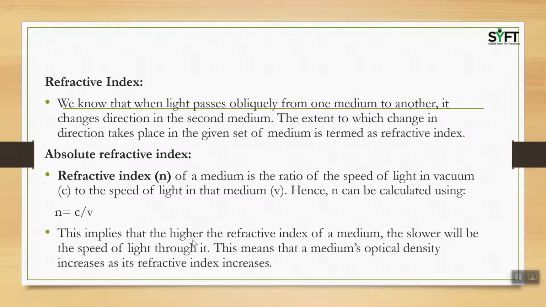This implies that the higher the refractive index of a medium, the slower the speed of light through it. So if the refractive index of that medium is higher, the speed of light will be slow. This is the absolute refractive index. This means that a medium's optical density increases as its refractive index increases. So it is very simple to understand.